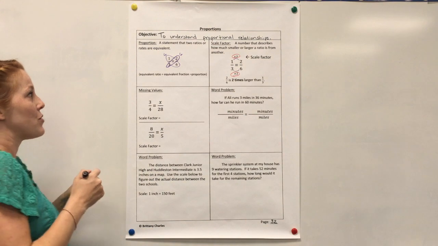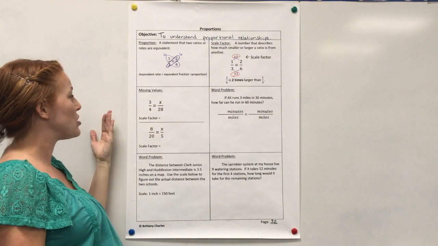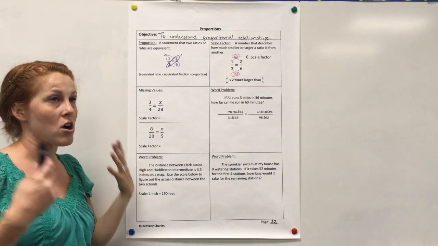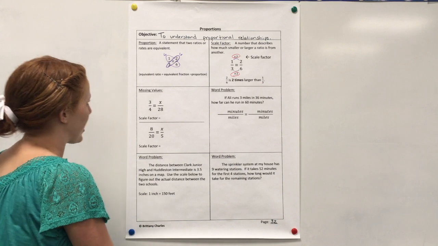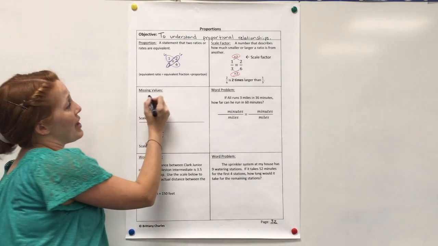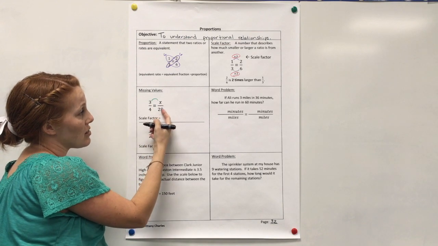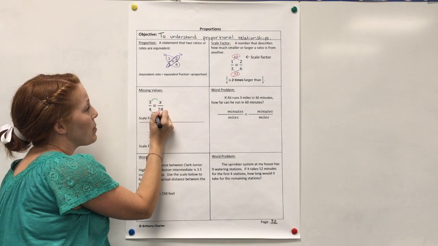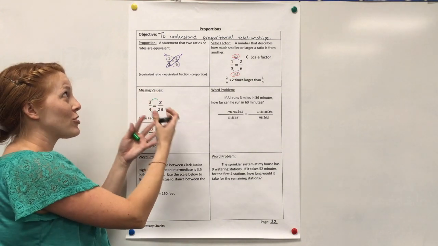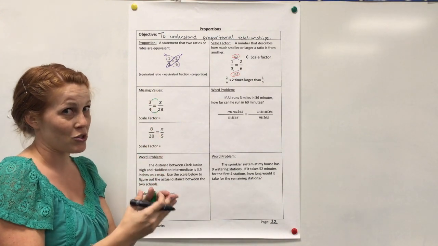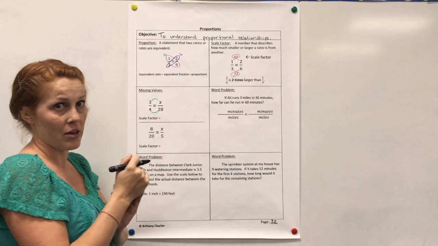Okay, so now we're going to find a missing value, and we're going to do that using scale factor and our knowledge of proportional relationships. I don't have the other number up here, so I don't know how I'm getting there. So I have to look at the denominators. How am I getting from 4 to 28? Well, proportions are only multiplicative relationships, so you can't add something or subtract something. I can only multiply or divide to get to the other number.